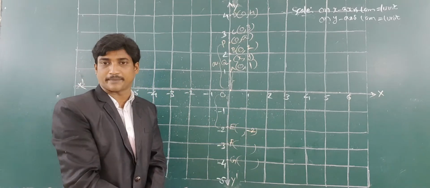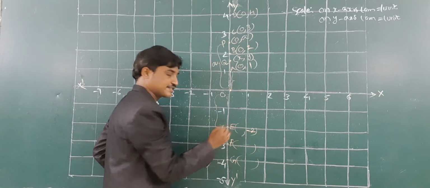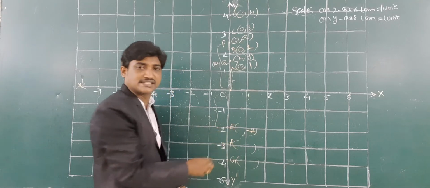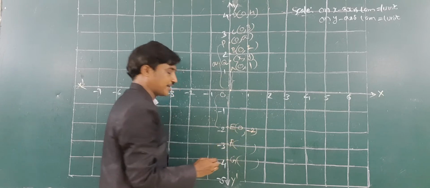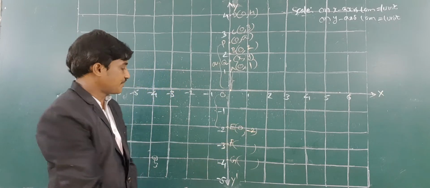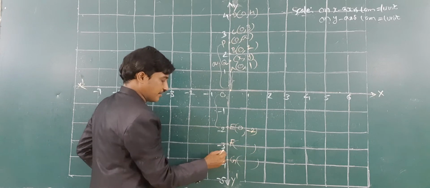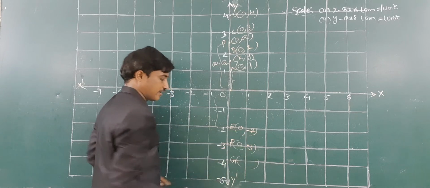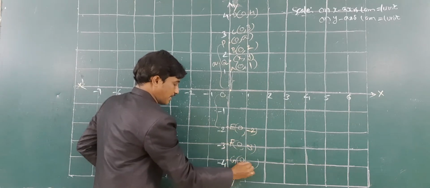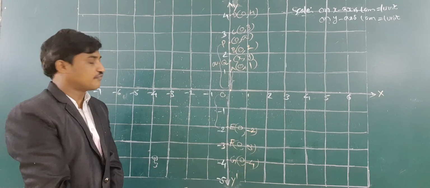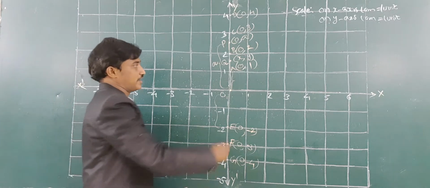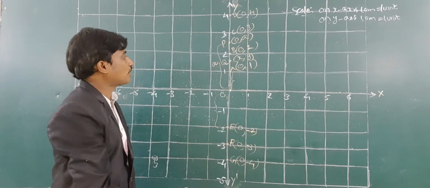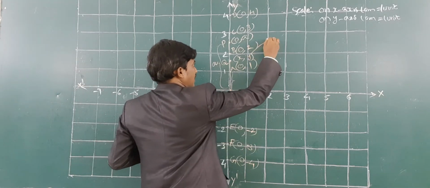What is the x coordinate? The perpendicular distance from the given point to the y-axis is the x coordinate. As E is on the y-axis, the distance is 0, so E is (0, minus 2). See, F is at minus 3, so as y is minus 3, x is 0: (0, minus 3). Z is (0, minus 4). If we observe the y coordinates 1, 2, 3, 4, minus 2, minus 3, minus 4, the y coordinate is taking any real number.